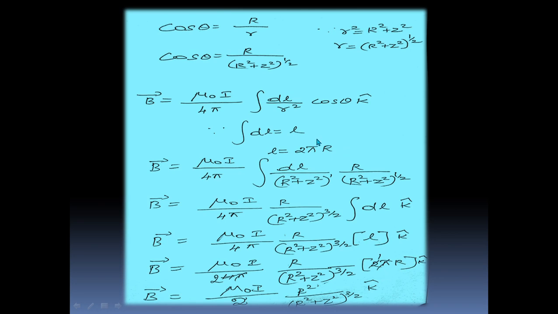Just substituting the value of L, 2 pi r. So mu naught I divided by 4 pi, r divided by r square plus z square the whole power 3 by 2, into 2 pi r. Here pi cancels, and 2 over 4 gives 1 over 2. Then the equation becomes B vector is equal to mu naught I divided by 2, r square divided by r square plus z square the whole power 3 by 2, into k cap.